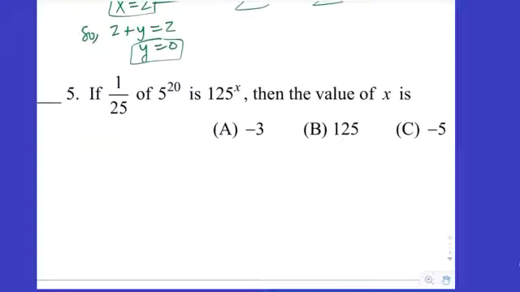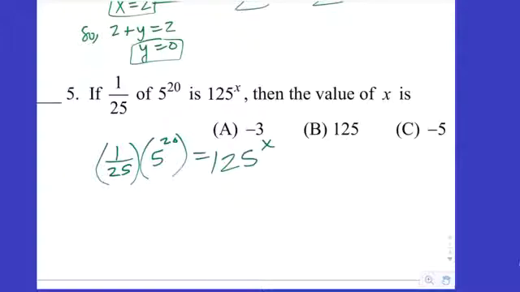All right, here we have an English sentence, and we need to make a math sentence out of it. 1/25 of 5 to the 20th power is 125 to the x. So that's going to become 1/25. The word of means multiply in math. 1/25 of 5 to the 20th, is is the equal sign in math. So that's 125 to the x.